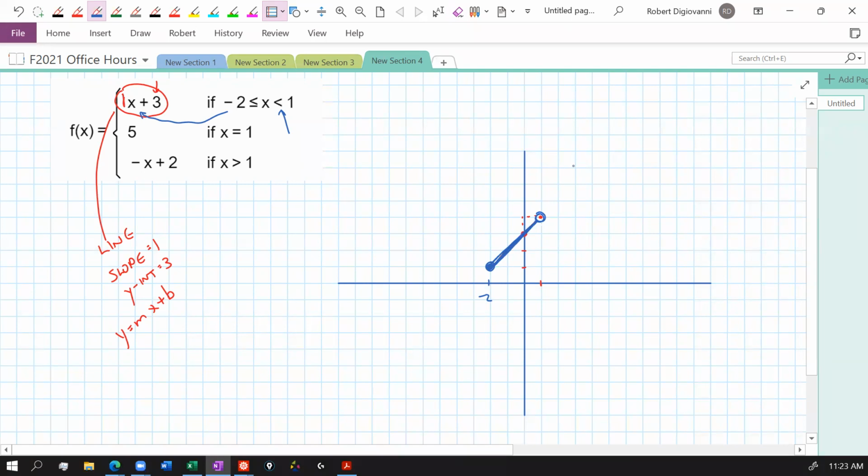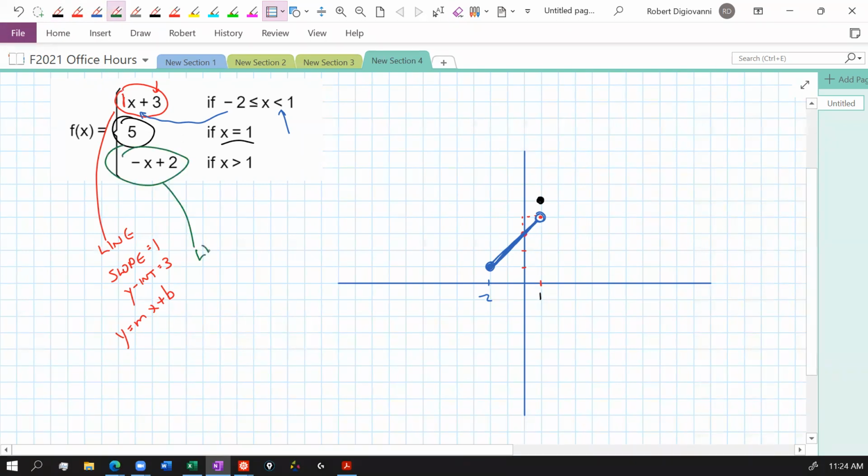That's the first piece. Now the next piece is right here at 5. So at 1, we go up 1, 2, 3, 4, 5. We're solid dot here. And then the last piece is this.